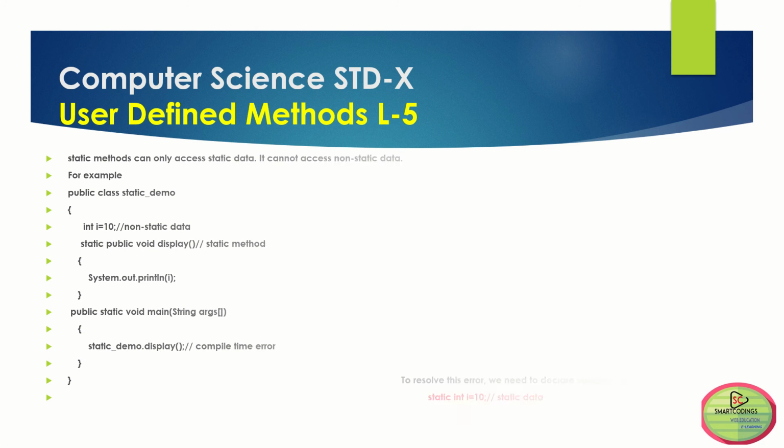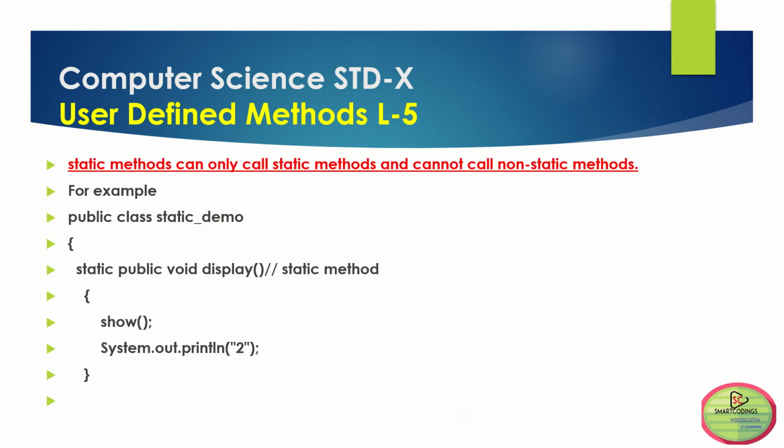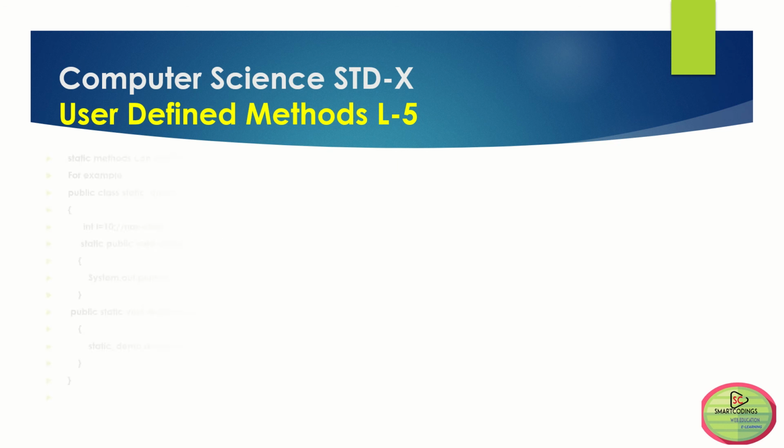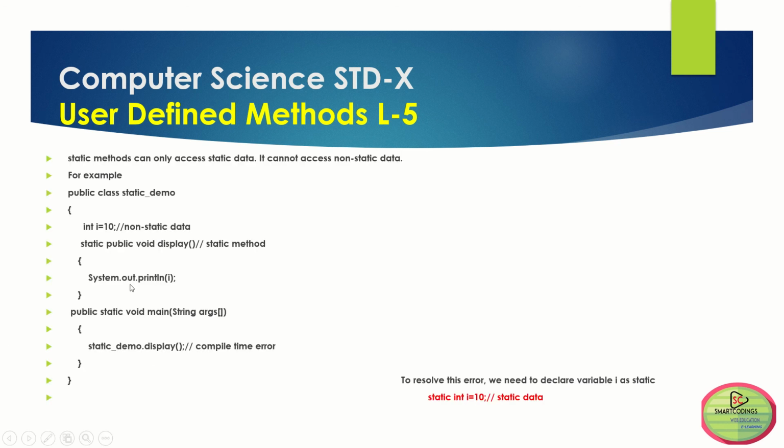Now, a static method can only call static methods, and this one we will see later on. First see this one. So here, if I remove this class name, a static method can only access static data. Suppose I call this display method, what is it printing? The value of i, which is non-static. So it will give an error. What error? Compile time error.